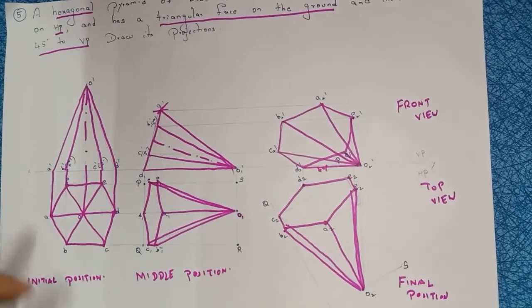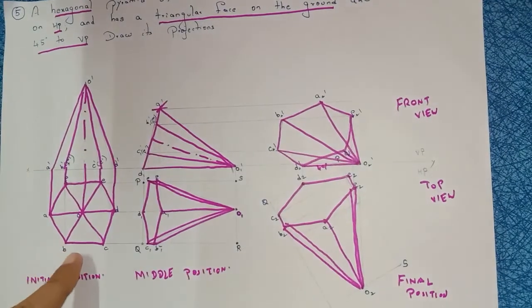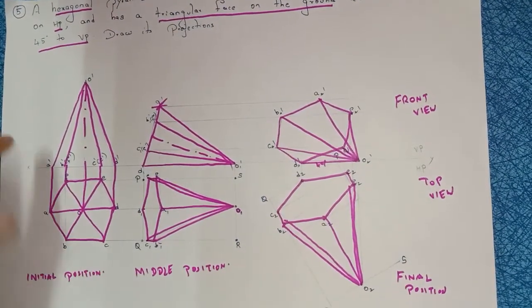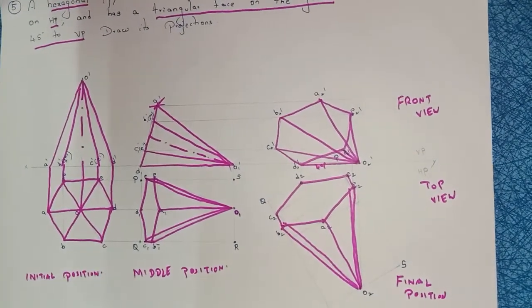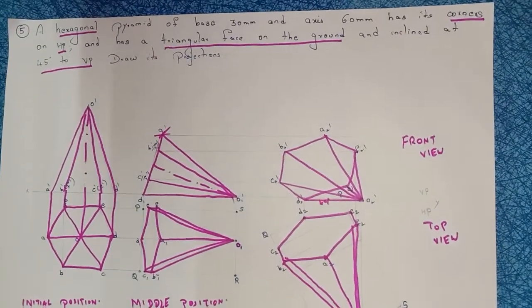Right? After completion of all this, please mark the dimensions. Length of the hexagon is 30, axis is 60 here. Right? And mark the angles properly. Dimensions is compulsory and important one.